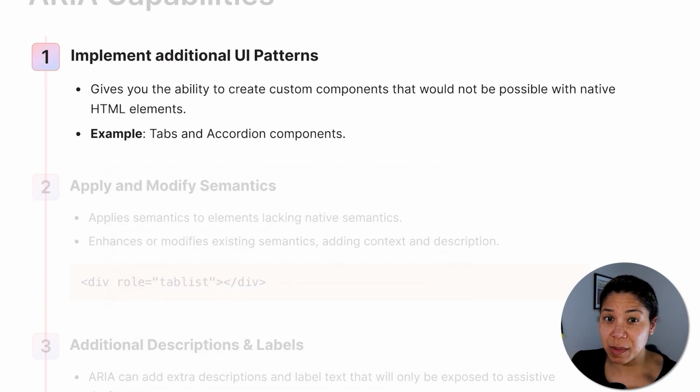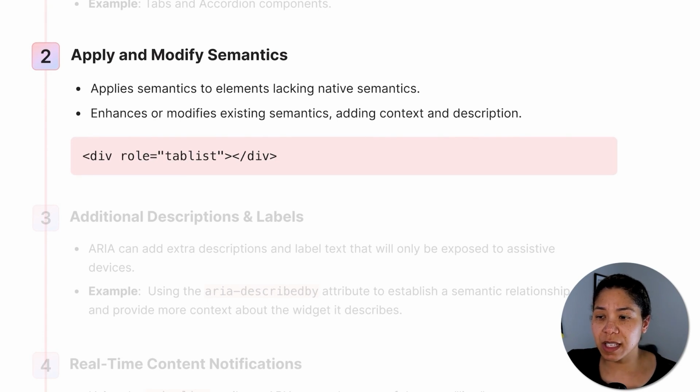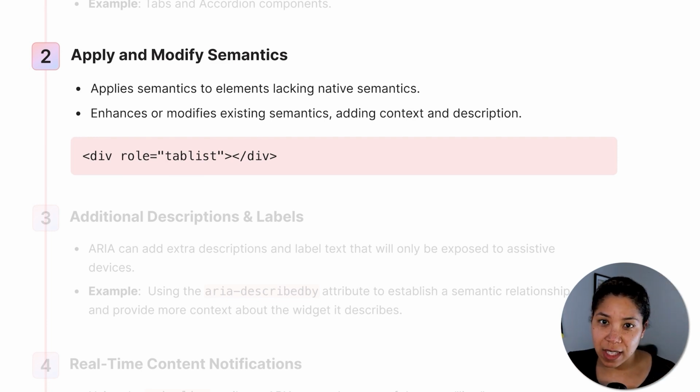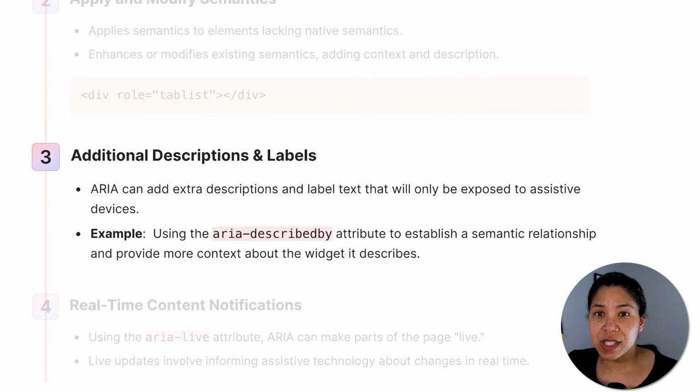Another capability is that it allows you to apply and modify semantics. So ARIA can apply semantics to an element that has no pre-existing native semantics, or modify the semantics of elements that already have predefined semantics. And doing so provides additional context and descriptive information to an element. So let's take a generic element like a div and apply a role of tab list to it. This would then make that div identify as an element that serves as a container for a set of tabs. And this exact example we'll actually see later on in the interactive section of the course when we implement our own custom tabs component.